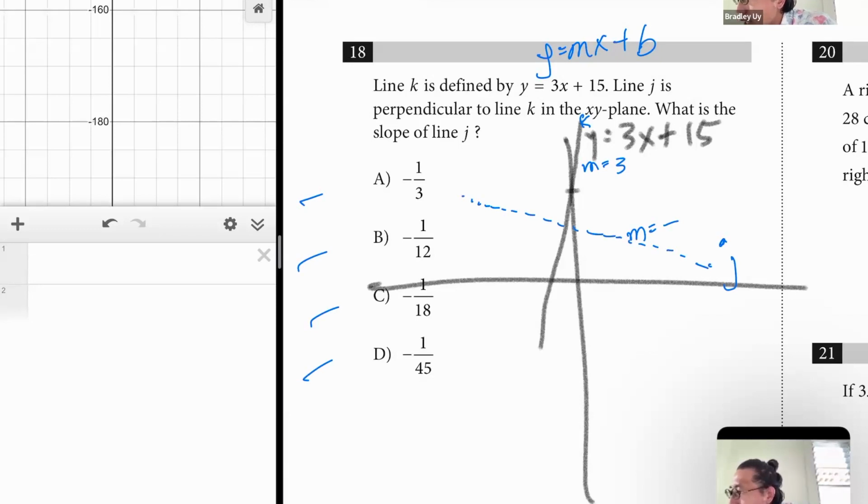So if you took 3 and wrote that as a fraction, it would be 3 over 1. If you took the opposite reciprocal of that, opposite, so it's negative, which we discussed, this line J has a negative slope. Opposite reciprocal of 3 is 1/3, which brings us to the answer of A.